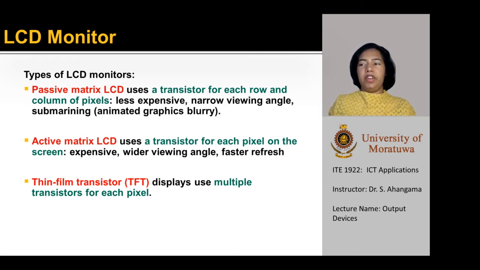Since passive matrix monitors do not display fast motion well, most modern flat panel screen displays use active matrix or TFT technology. However, passive matrix displays are still being used in some smaller devices since they are less expensive to produce.